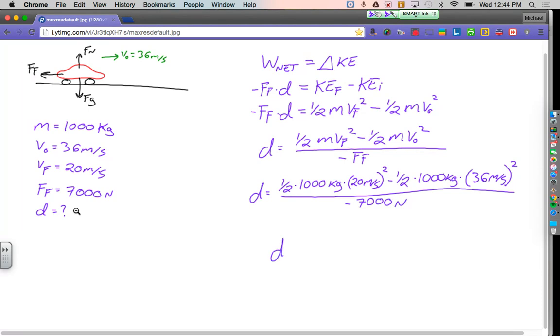And what we find out is, how long does it take me to get down to the speed limit? It takes me 64 meters to get down to the speed limit, which unfortunately is 14 meters past the cop.